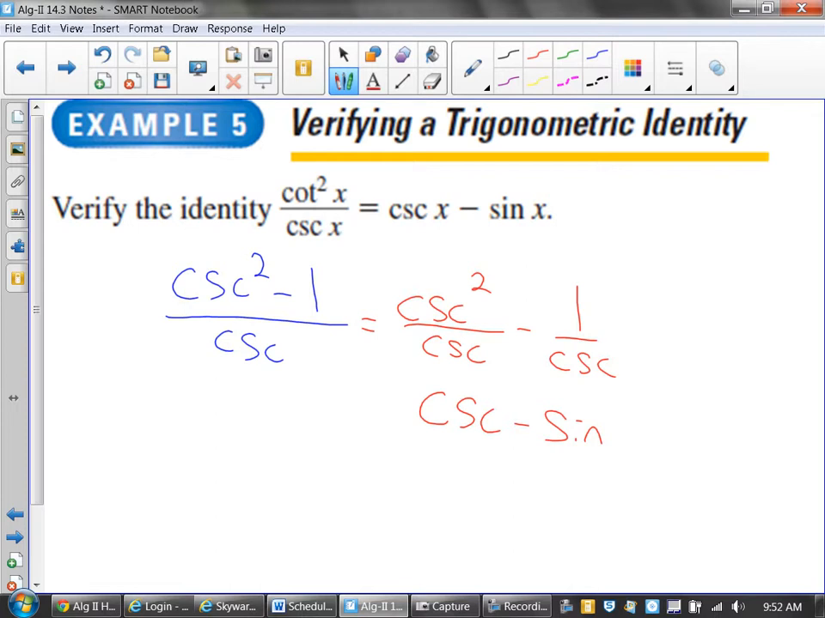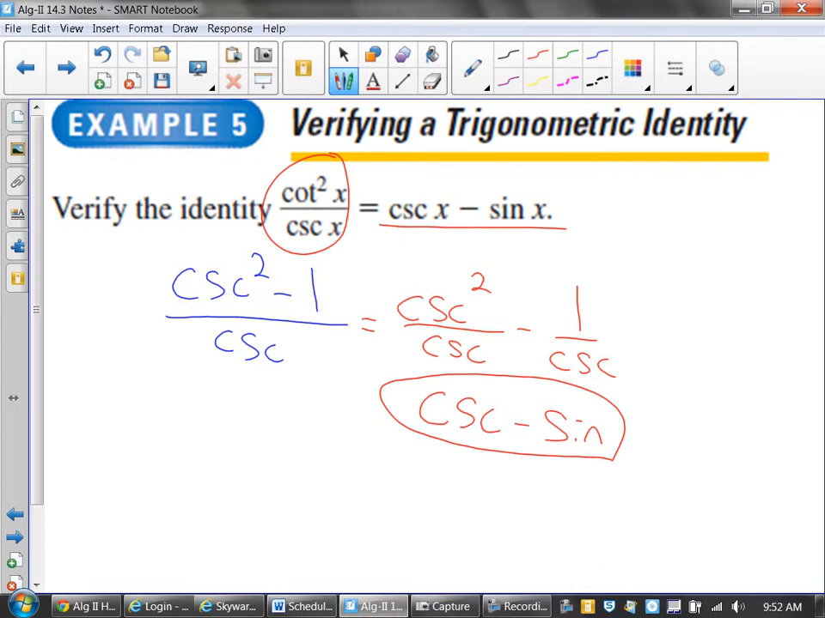So then wouldn't that just be cosecant minus sine? No, you're done. You verified it. Remember, it's telling you where you started and what you have to end with. You just ended with what you were supposed to end with. Yeah, you're done. That's all it is.